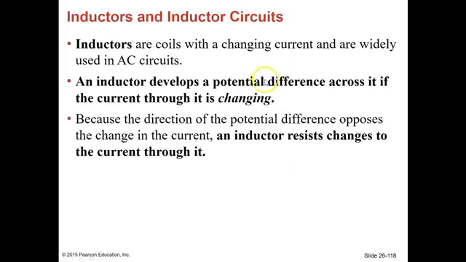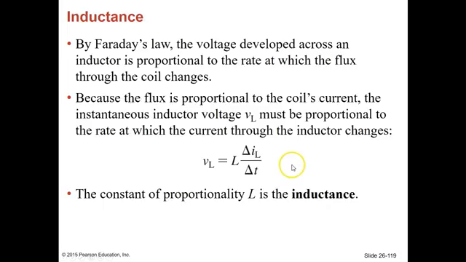So we did say that they're just coils. They develop a potential difference across if the current through it is changing. Because the direction of the potential difference opposes the change in current, an inductor does resist changes to current that go through it. By looking at Faraday's law, so we talked about Lenz's law and Faraday's law, the voltage developed across that inductor is proportional to the rate at which the flux changes through the coil. We kind of looked at that earlier.